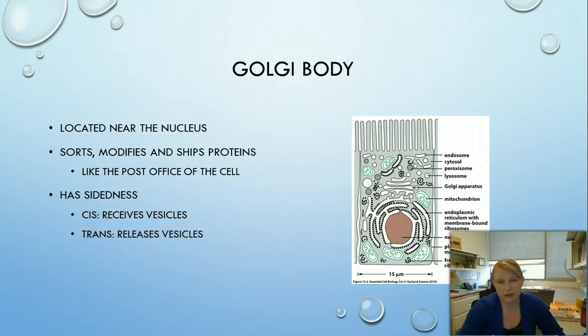Now, it's really important to understand that the Golgi has sidedness. It means that they have a cis side, which receives the vesicles, and the trans side, which releases the vesicles. And this is important because this is how things transfer through the Golgi. We're going to talk about this a lot more in a little bit, but I want you to make sure you understand now that there's a sidedness to it.